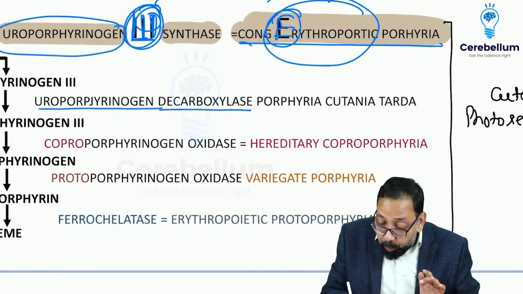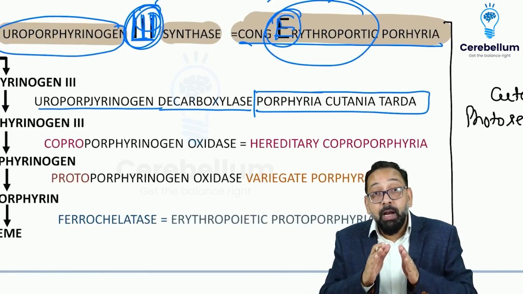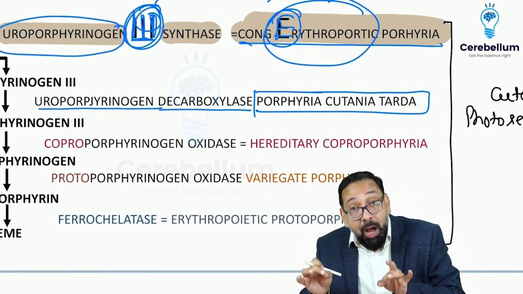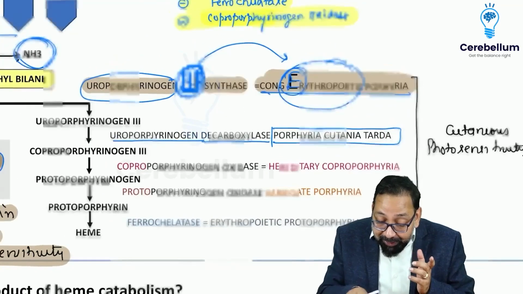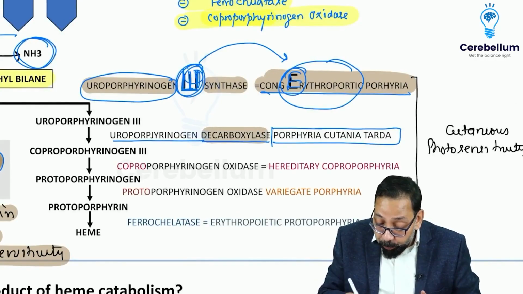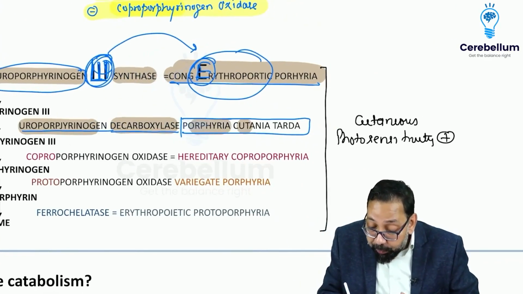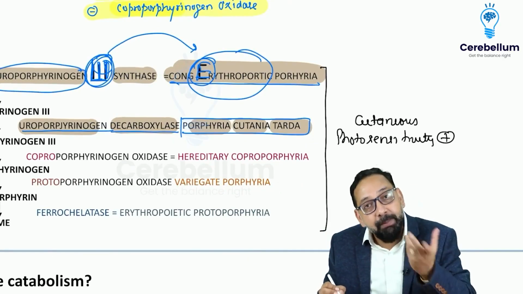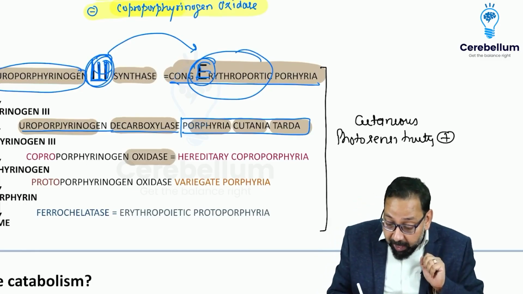Uroporphyrinogen decarboxylase is deficient in porphyria cutanea tarda. Cutanea means cut, tarda means break. Cut, break: what cut, what break? Carbon dioxide. Out of all these enzymes, only one decarboxylase is deficient, that is uroporphyrinogen decarboxylase, and that is deficient in porphyria cutanea tarda. Mnemonic is cut and break: carbon dioxide.